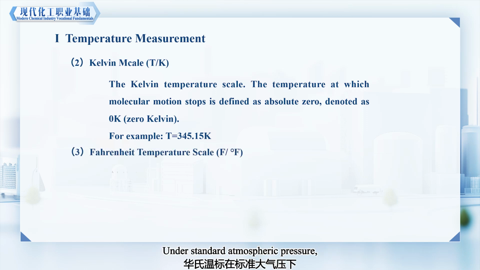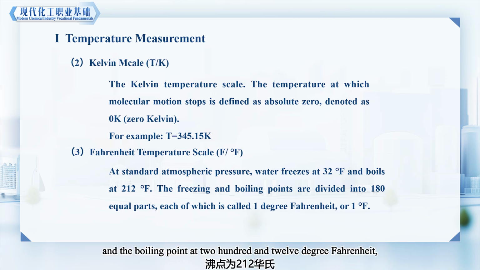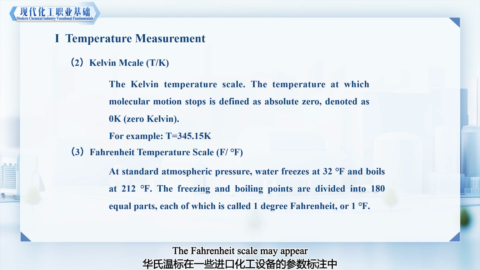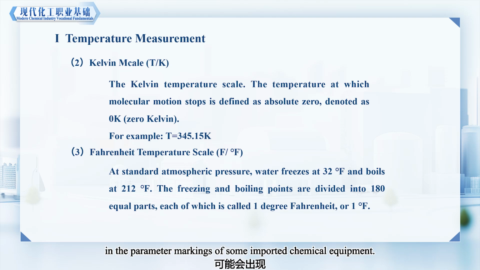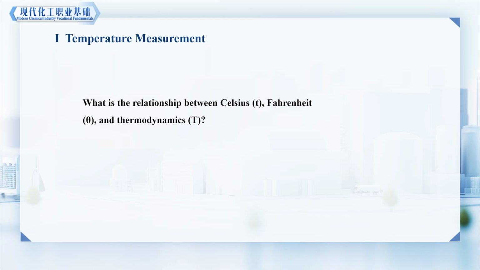Under standard atmospheric pressure, the Fahrenheit scale sets the freezing point of water at 32 degrees Fahrenheit and the boiling point at 212 degrees Fahrenheit, dividing the interval into 180 equal parts. The Fahrenheit scale may appear in the parameter markings of some imported chemical equipment. These 3 temperature scales can be converted between each other.